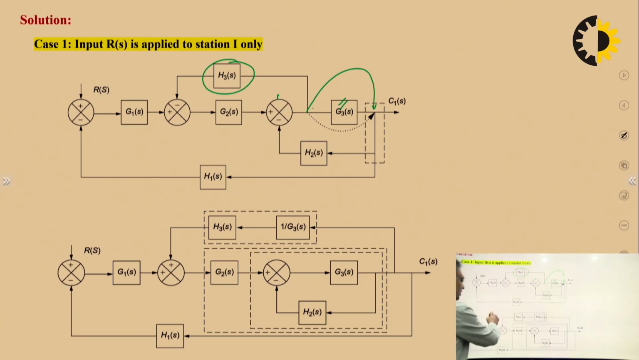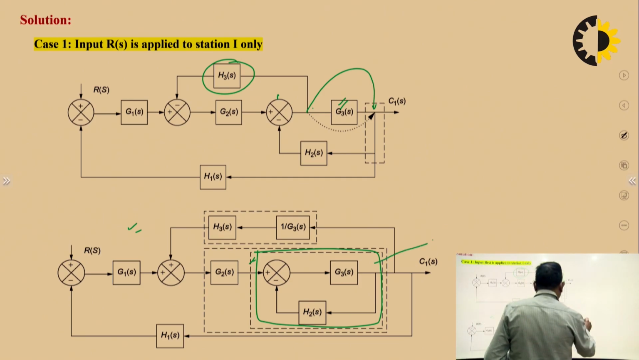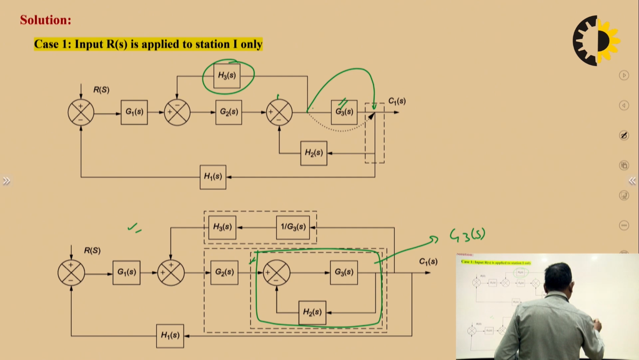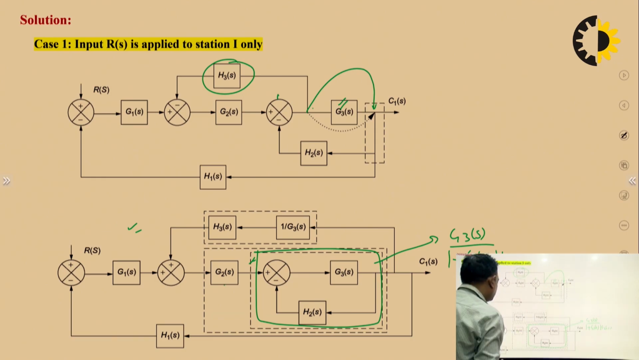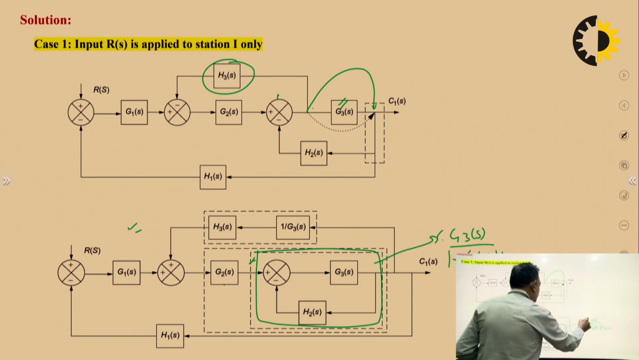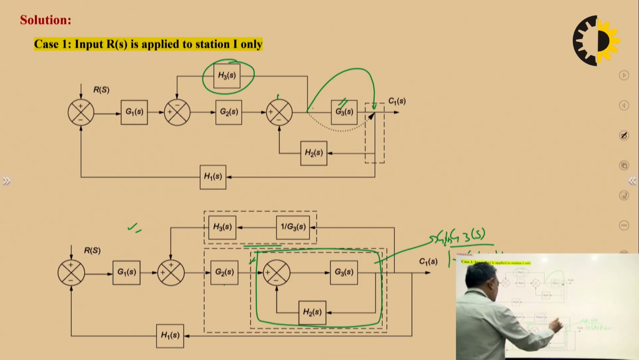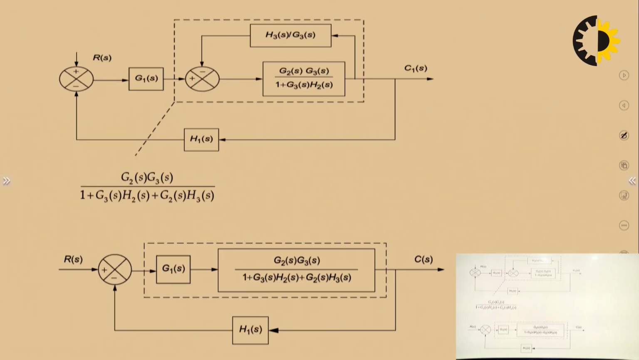Now you can see the process is simple. Now we can eliminate this feedback loop. G3S is the forward path and H2S is the feedback path. We can eliminate this loop, and it will become G3S upon 1 plus G3S into H2S. This block is in cascade with it, so you can multiply by G2S. So this is how we have solved it.